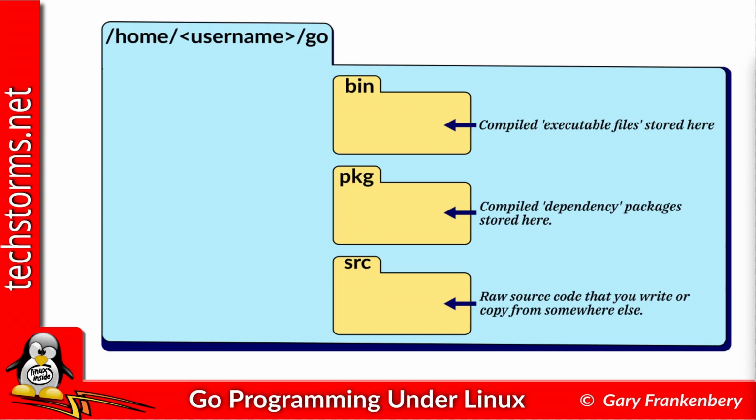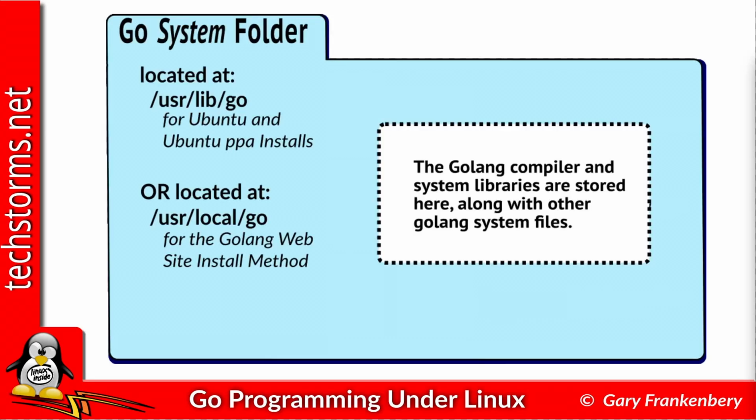We will later set a path to this folder so that you can execute your Golang files no matter what your current folder is. The package folder stores compiled dependency packages, and the source folder stores the Go source files that you write or copy from somewhere else. Now, let's take a look at the System Go folder and see what files are stored there. This System Go folder stores the Golang compiler along with other Golang utility programs and Go library files.